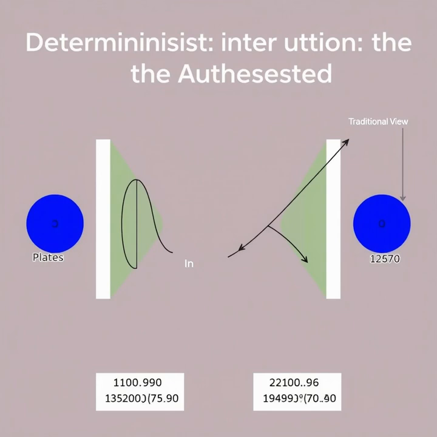As we continue to explore the intricacies of quantum mechanics, the deterministic interpretation of the Casimir effect serves as a beacon, illuminating the path towards a deeper understanding of the quantum world.